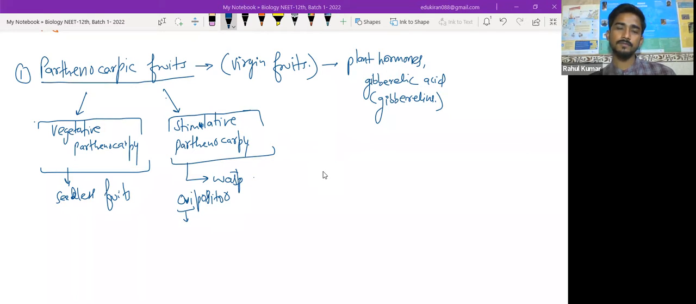Into the ovary. And mostly when we do it for unisexual flowers. So write down, into the ovary of unisexual flowers. Why unisexual flowers? Can anyone answer? Why unisexual flowers?